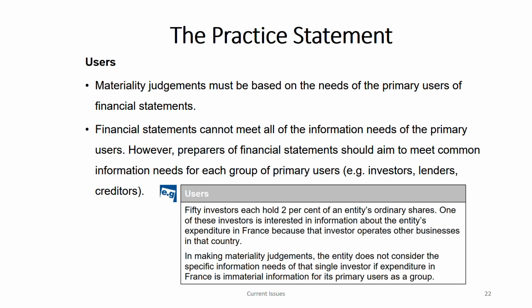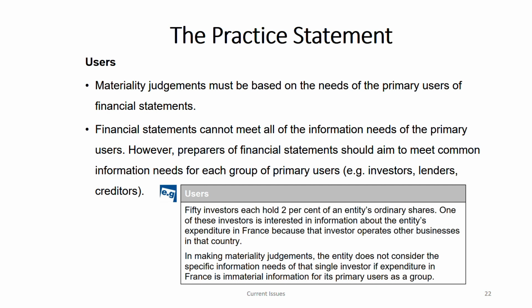Okay, so when you're making a materiality judgment for this, how do you make it? You cannot consider the specific informational needs of a single investor. If the expenditure in France is immaterial, you cannot say, okay, a single investor wants this specific information, therefore I have to include it. No, even though it's a primary user. Okay, for our primary users as a group. So as a group, if it is immaterial, then you do not provide it.